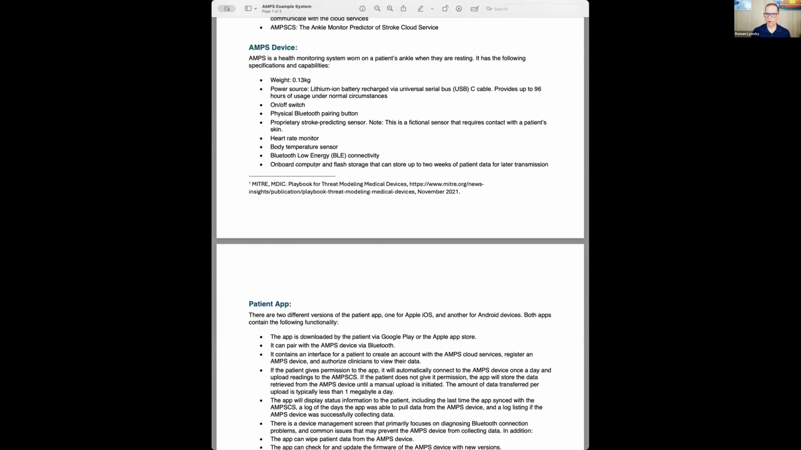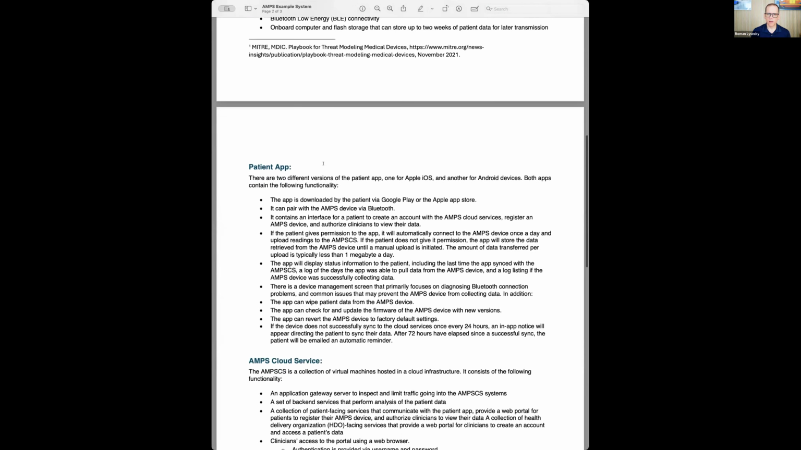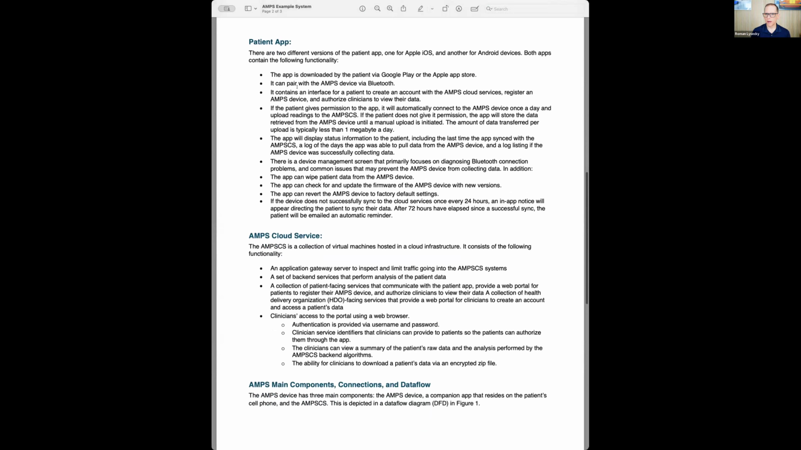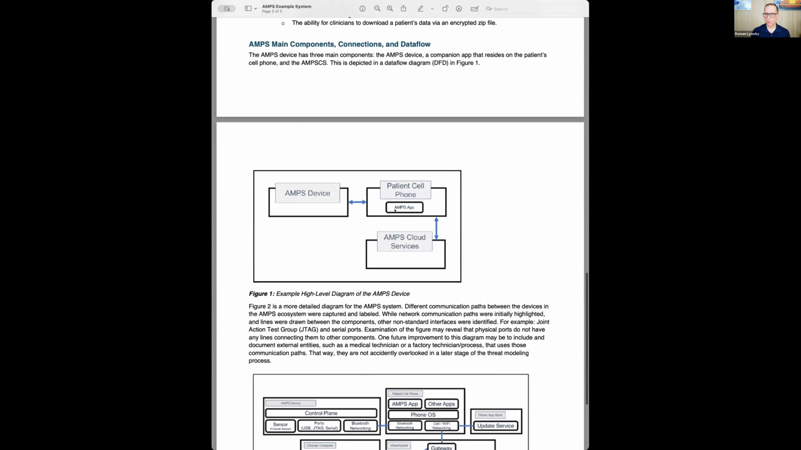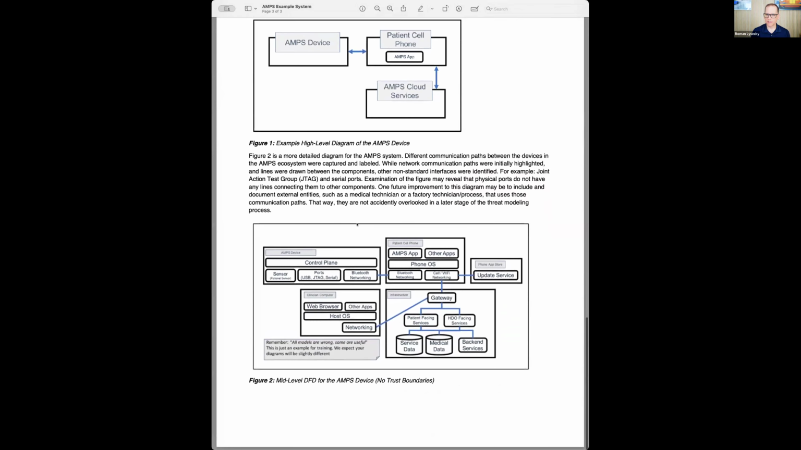an overall description of the device, the various sensors and components that exist at the device level, an overview of the patient application, how it communicates with the device and sends data to the cloud service itself, and how a clinician would access the portal through a web browser, and then the diagrams of the system showing a very high level one that are just the main three components: device, cell phone app, cloud service. And then this is the diagram that you just saw Colin provide here, which shows the further detail and some connections showing the flow of data there. So it's about a 3-page description. Again, it's from the MITRE Playbook.